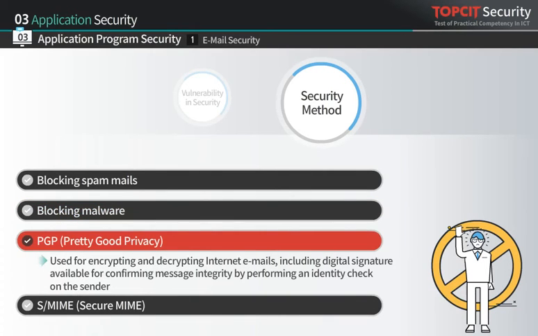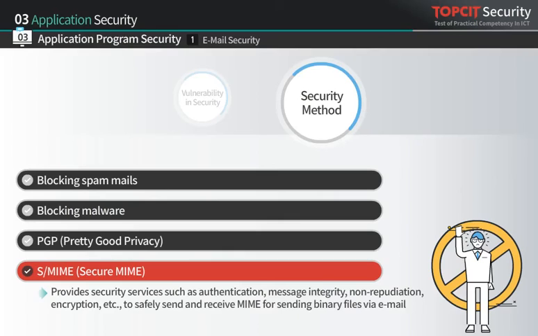Moreover, you can encrypt and decrypt Internet emails. Use PGP, a security method that enables digital signatures in order to confirm the message integrity by checking the sender's identity. Or use SecureMIME, which provides security services such as authentication, message integrity, non-repudiation, encryption, etc., to safely send and receive MIME for sending binary files through emails.